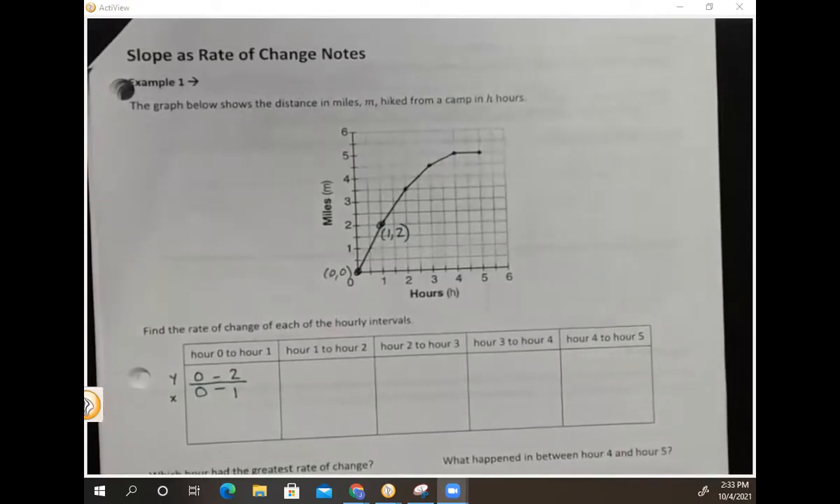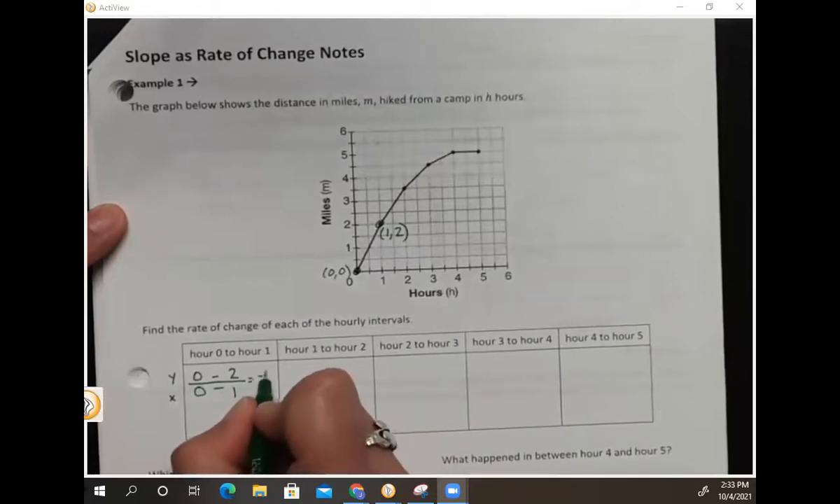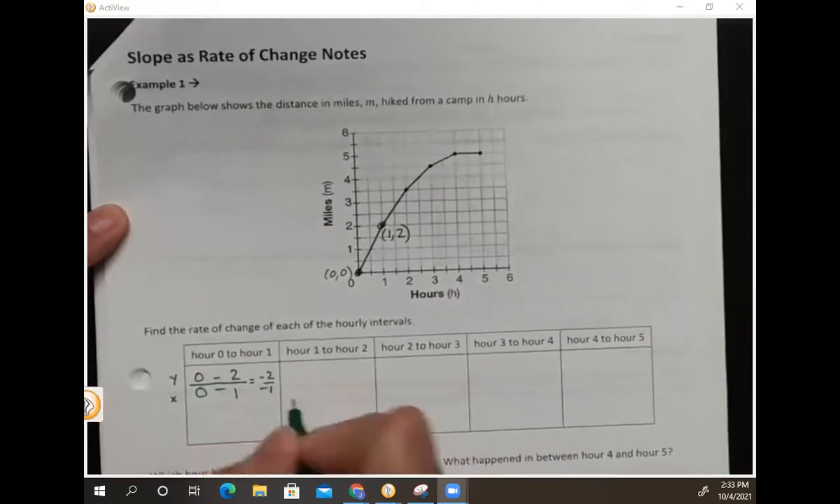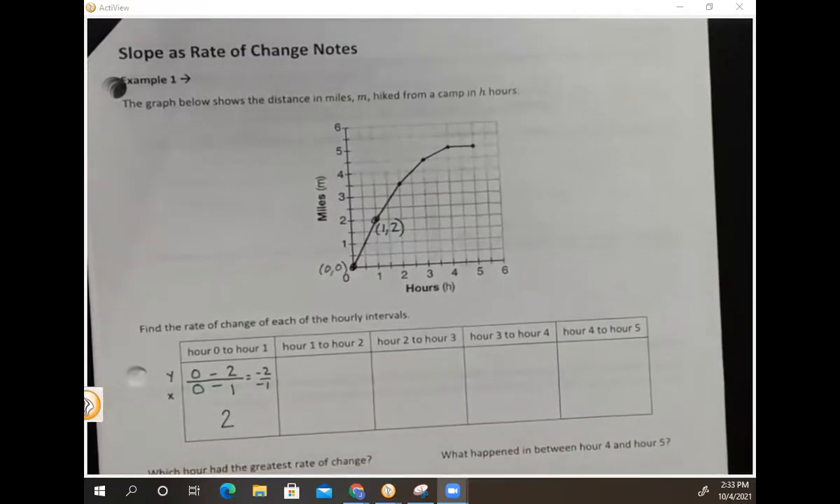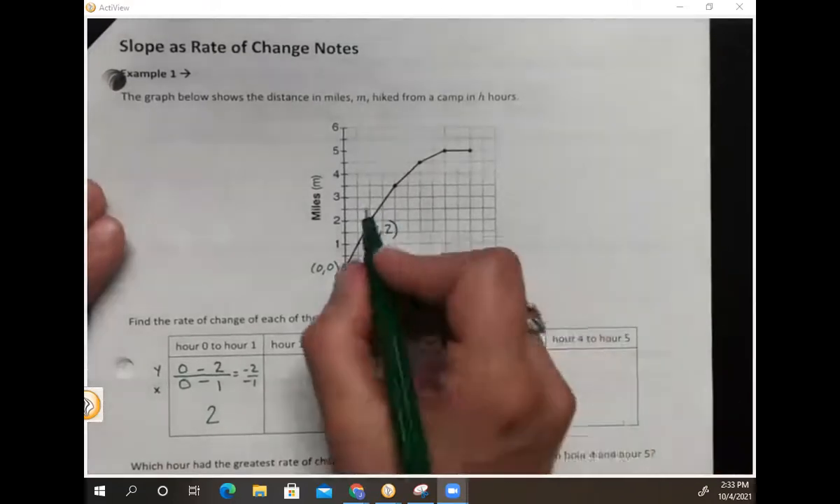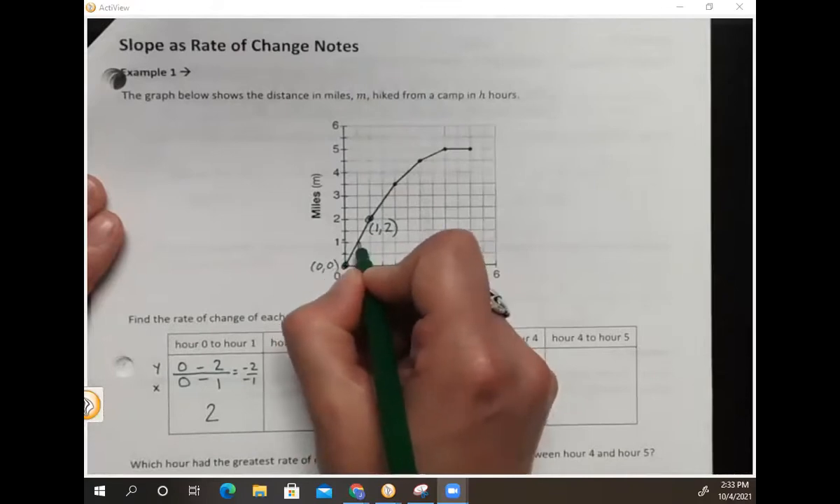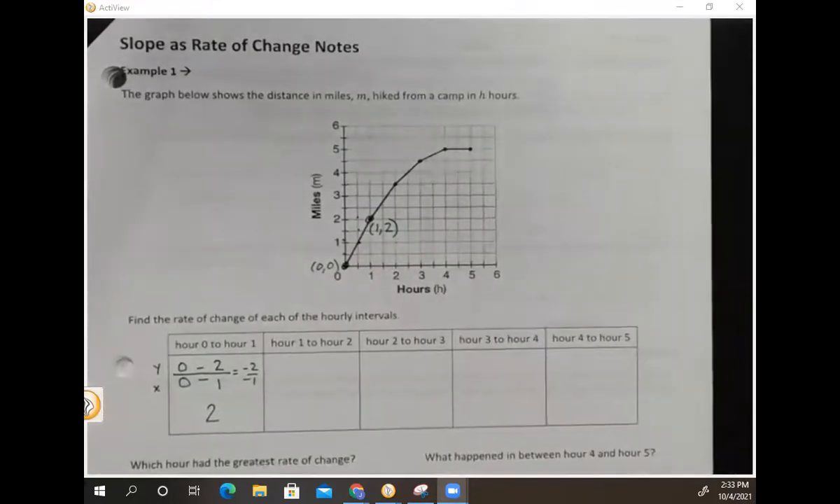Okay, perfect. Okay, so then when I simplify this, remember we always simplify or reduce our slope, I would get -2 over -1. Negative divided by a negative is a positive, so we would have 2 here. 2 divided by 1 is just 2. And since we have a graph for this problem, we can check that. If I go up 2 and over 1, I can get from this point to this point. Questions for me so far? Okay, let's take a look at the next one.